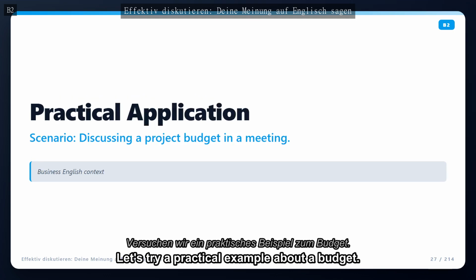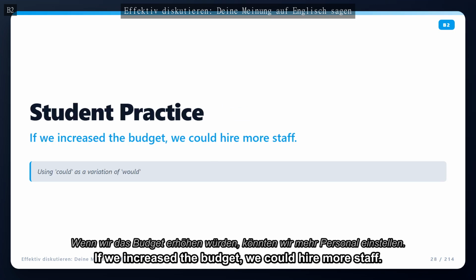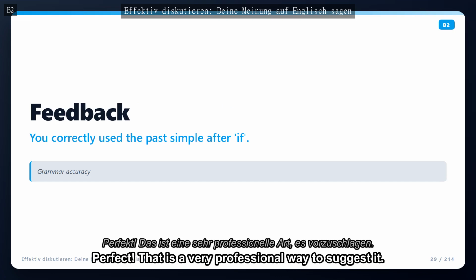Let's try a practical example about a budget. If we increase the budget, we could hire more staff. Perfect. That is a very professional way to suggest it.